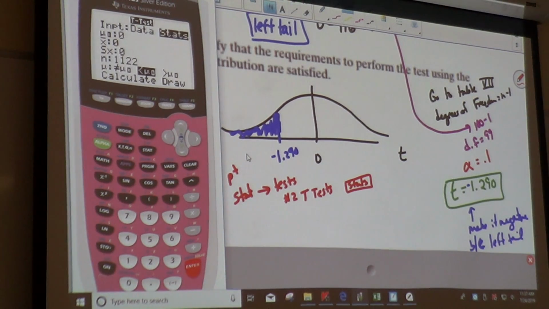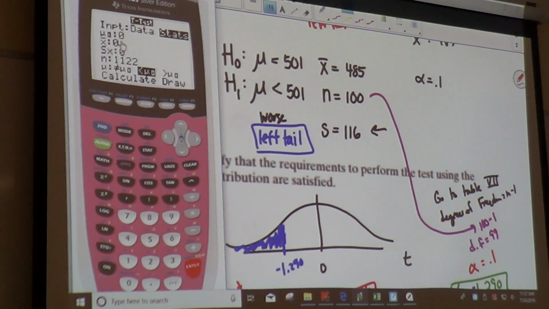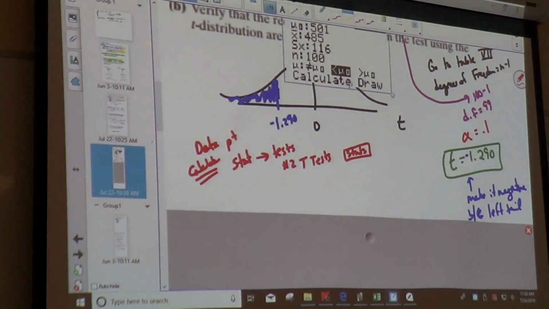So, what do you think we're going to put in for the first one? What is our mu? 501. What is our mean of our data? 485. What is our standard deviation? 116. How many people are in our sample size? 100. Now, is it not equal to, less than, or greater than? Less than. If you're trying to change that, you get on top of it and you just hit enter.